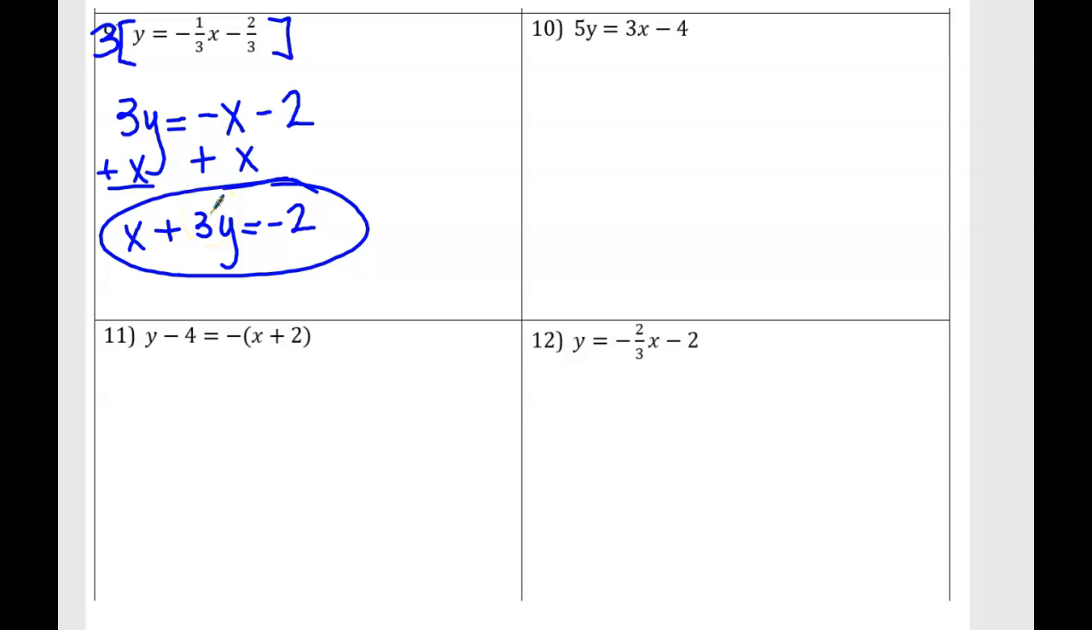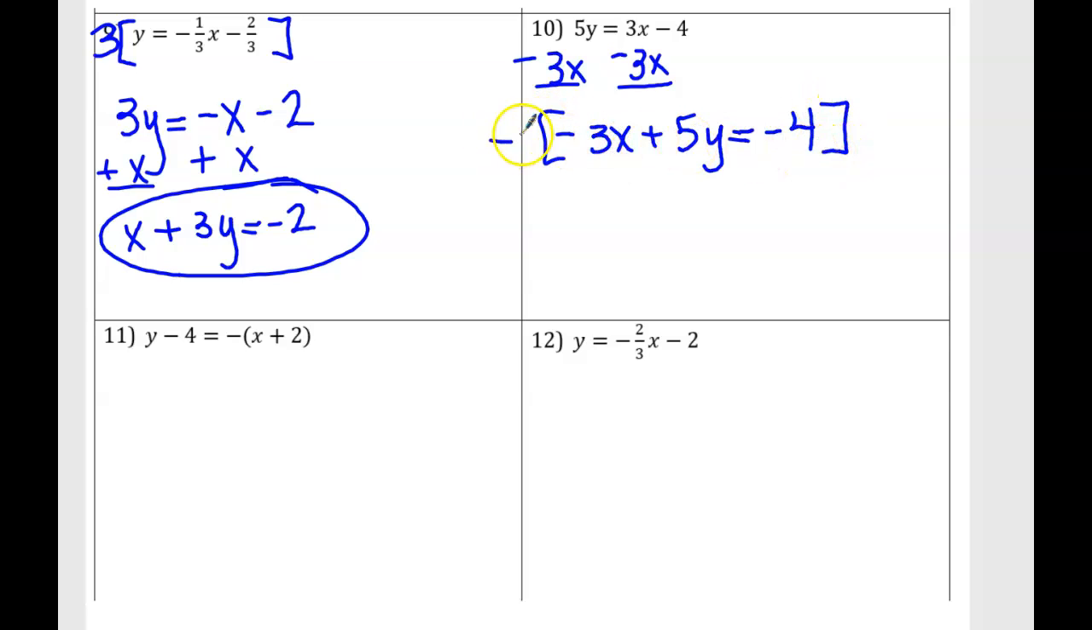All right, number 10, no fractions here, so I'm just going to bring the 3x to the other side. Got negative 3x plus 5y is equal to negative 4. And notice my leading coefficient, the a, is negative, so I've got to multiply both sides by negative 1. So every term gets multiplied by negative 1, so this would be 3x minus 5y is equal to positive 4.